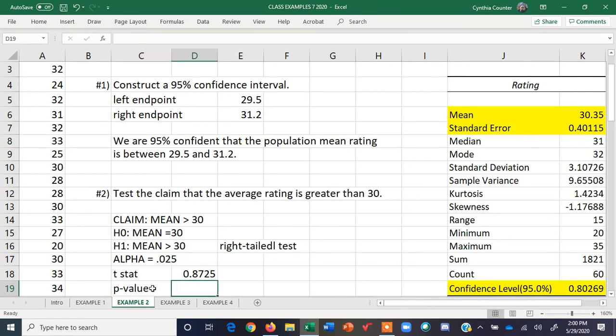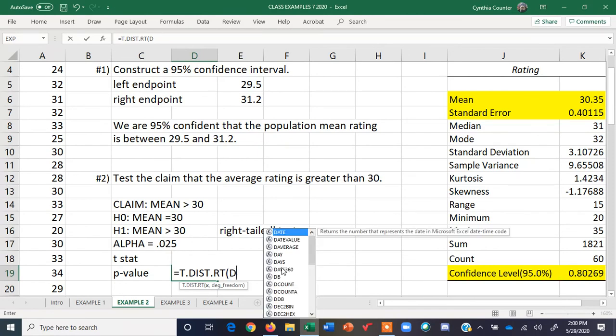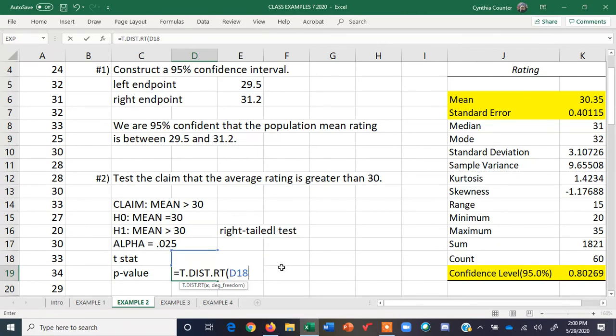So our p-value, this is a right-tailed test, so you want to use T.DIST.RT for right-tailed. We're going to use our t-stat, which is in cell D18. Our degrees of freedom, one less than the sample size of 60, so that's 59. And when you do a T.DIST.RT, notice there's no cumulative input, so you just have these two inputs. The p-value is 0.19324, which we can see is much greater than alpha.